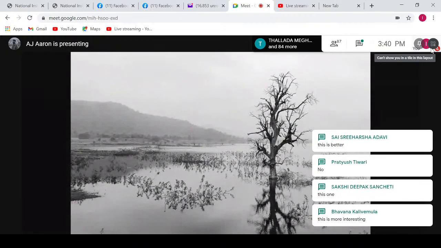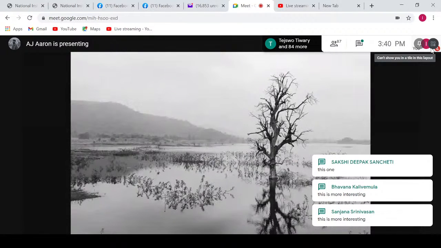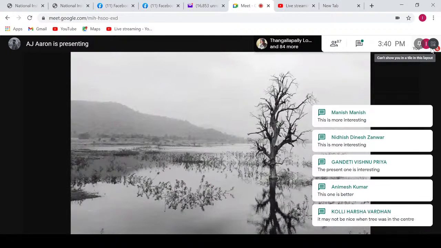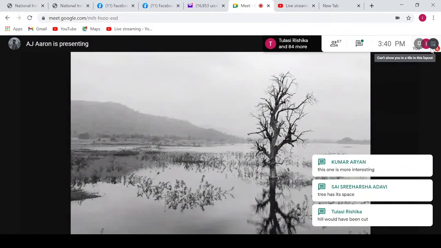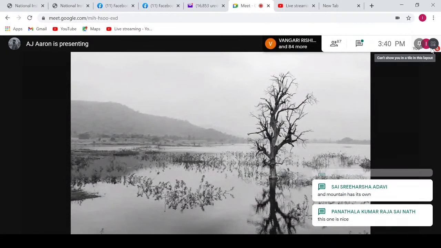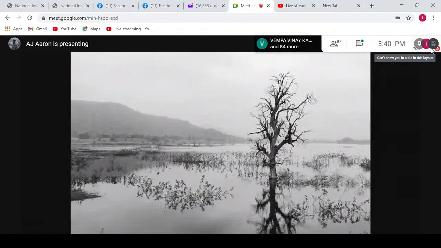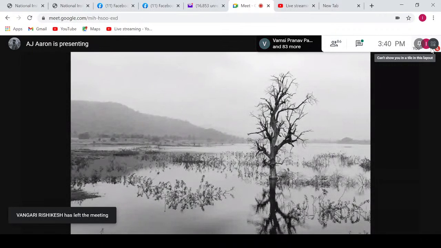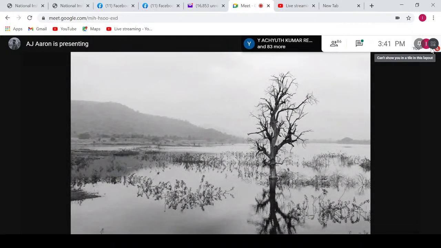Yeah, this is better, right? Yeah, of course. Exactly. This is more interesting. And that is, yeah, correct. So according to the rule of thirds, all of us know that visually also this is more interesting, even if we don't go by the rule of thirds. If the tree was in the center, it would have been a very different image. Wouldn't be as pleasing as it is right now, right?